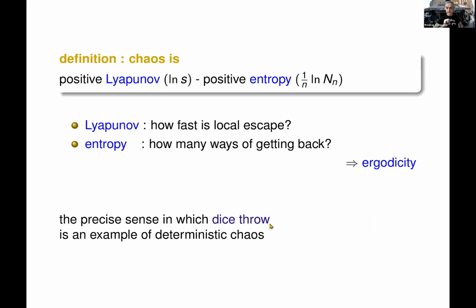Lyapunov measures how quickly I escape any neighborhood. It's a local escape rate. Entropy measures the number of ways I can come back because I'm confined. I'm not allowed to exit the world of tails and faces. So this is the traditional way of defining chaos. And it's a deterministic procedure, but if I coarse grain it, it looks probabilistic. So that's a connection to statistics.